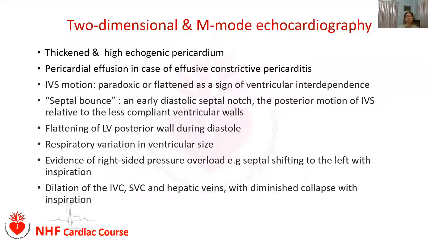The last two features, that is the evidence of right-sided pressure overload and dilatation of the systemic veins, may be present in any case of right-sided heart failure, and they are not specific or pathognomonic of constrictive pericarditis.